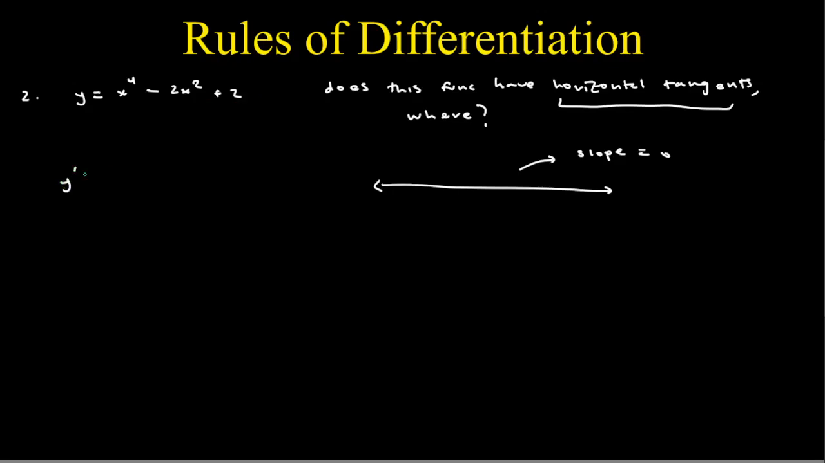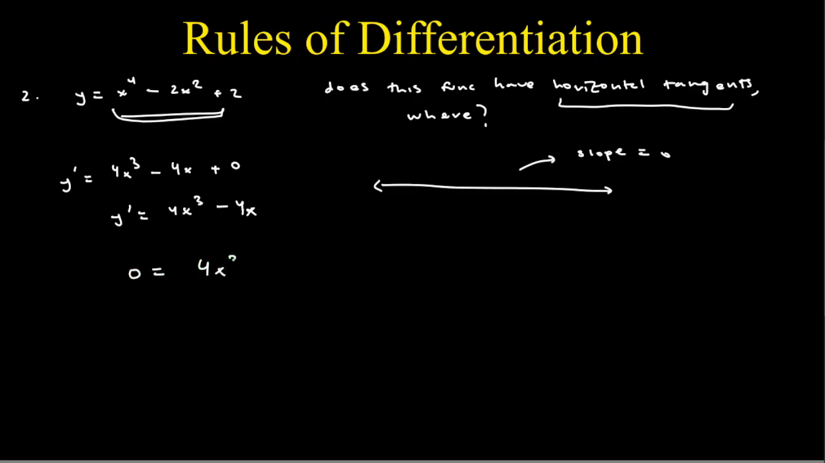So y prime, and then to find the derivative of this, again, we split this into different smaller sections. So the derivative of x to the power 4 is just 4x cubed, and then the derivative of this is minus 4x, and then this is 0. So our derivative is just 4x cubed minus 4x. And then we want to find where this is 0, because we want to find horizontal tangent lines. So when is y prime 0? So we just solve for that.